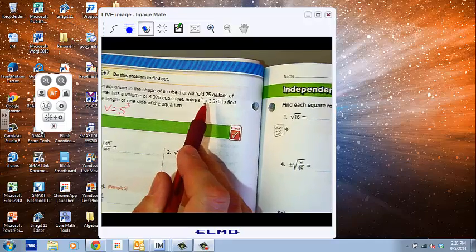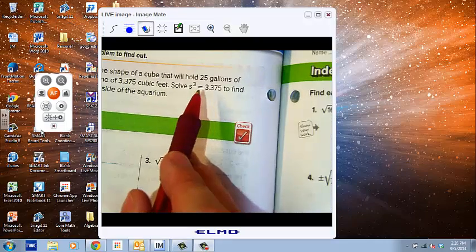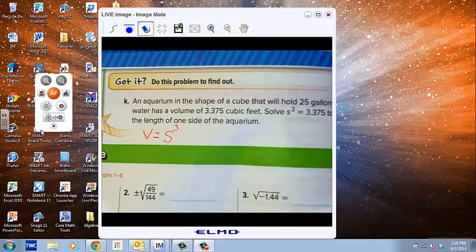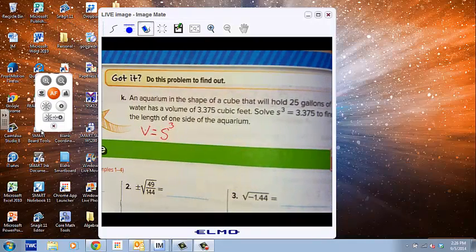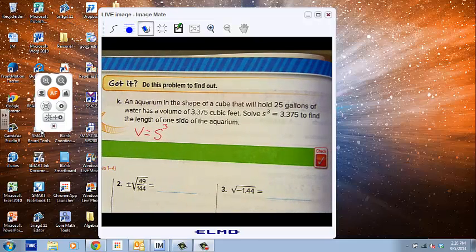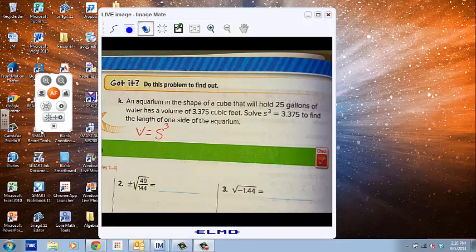Let's see if we can zoom that in. There we go. Much better. Sorry guys, I'm moving this all around on you. Just want you to be able to see it well. An aquarium holds 25 gallons of water, has a volume of 3.375 cubic feet. Solve S cubed equals 3.375 to find the length of one side of the aquarium.